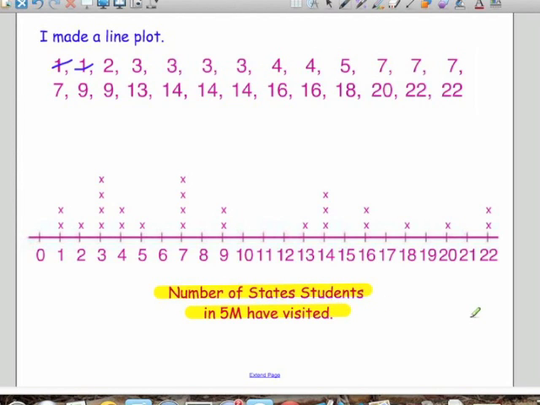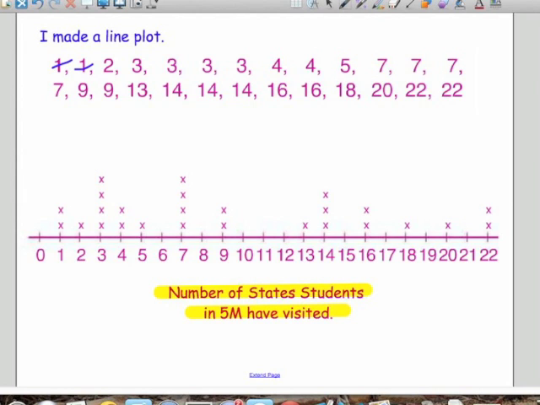Okay, now it's kind of cool. You can easily look at this graph once it's finished and tell a lot about us. I mean, you can tell easily that no one has visited 10, 11, or 12 states. You can also easily tell that the same number of people have visited 18 states as 20 states. Think of some other things you can tell by this graph. This visual representation is really nice to show us what we have.